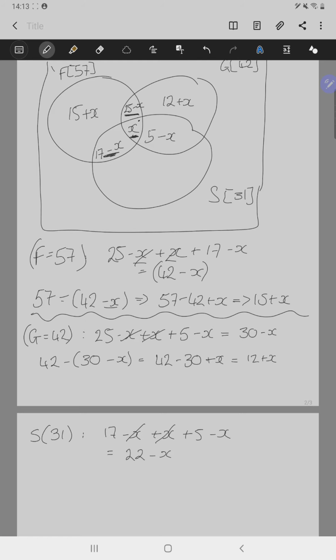To get the part in the set by itself, you subtract the answer that you've got from the total of the set. So we have 31 minus 22, and minus by minus x is plus x. So 31 minus 22 is 9. So it's 9 plus x.